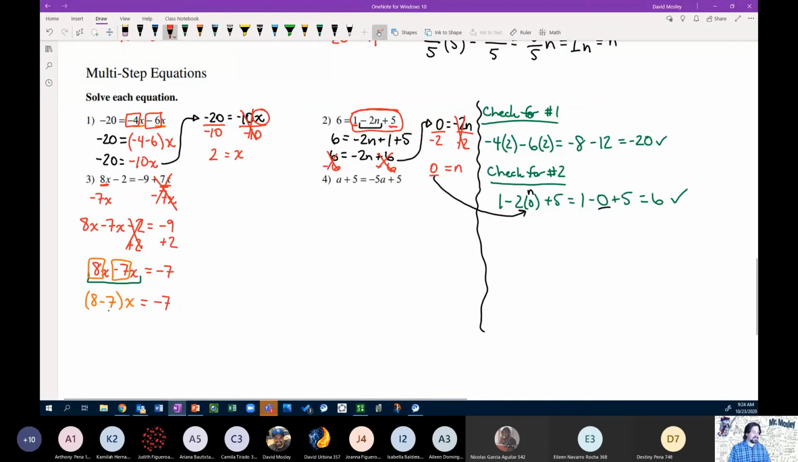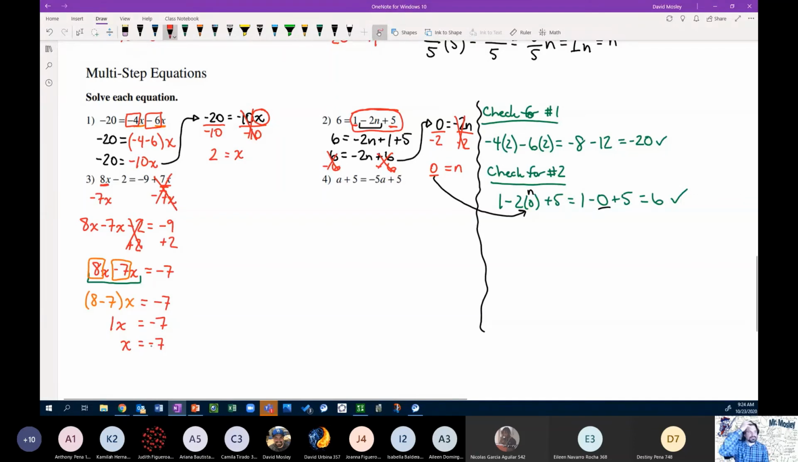Right? 8 minus 7 is 1. So we end up with 1x equals negative 7. If it's just 1x, I don't need to write the 1. 1 times anything is just that thing again. 1 times x is just x. So we end with x equals negative 7.